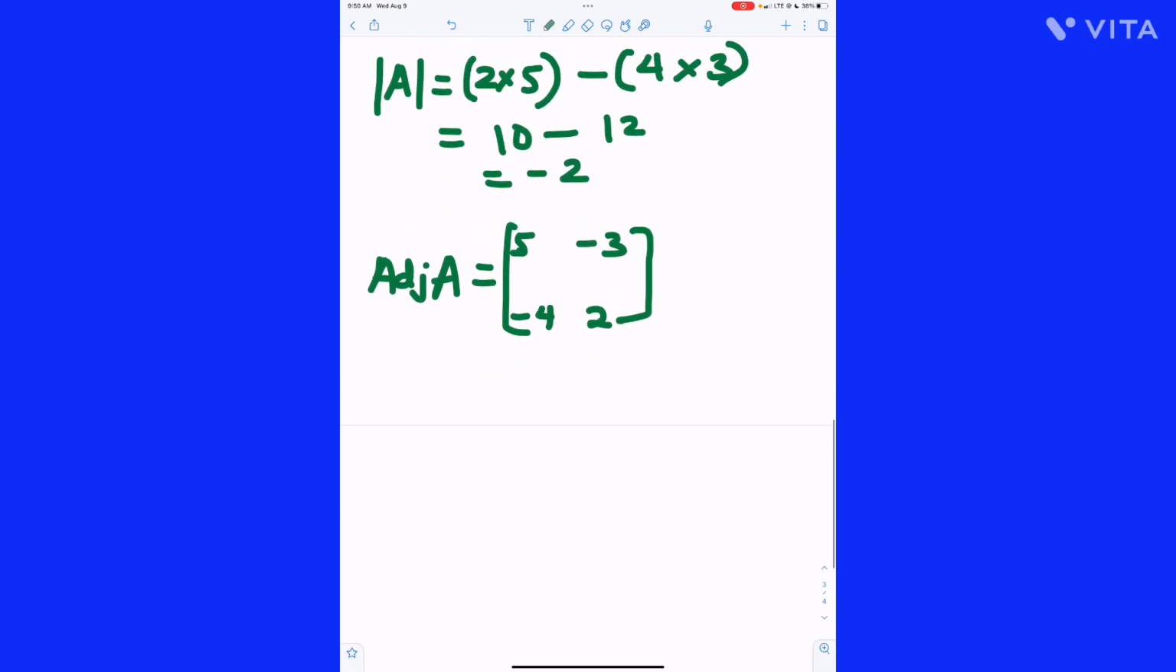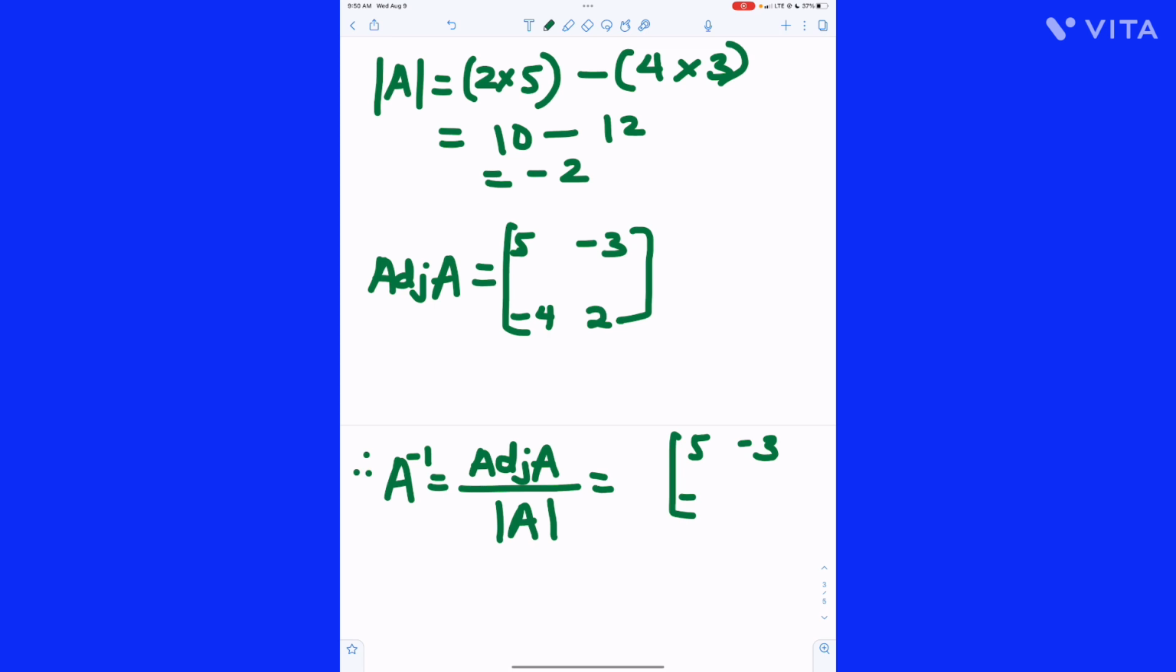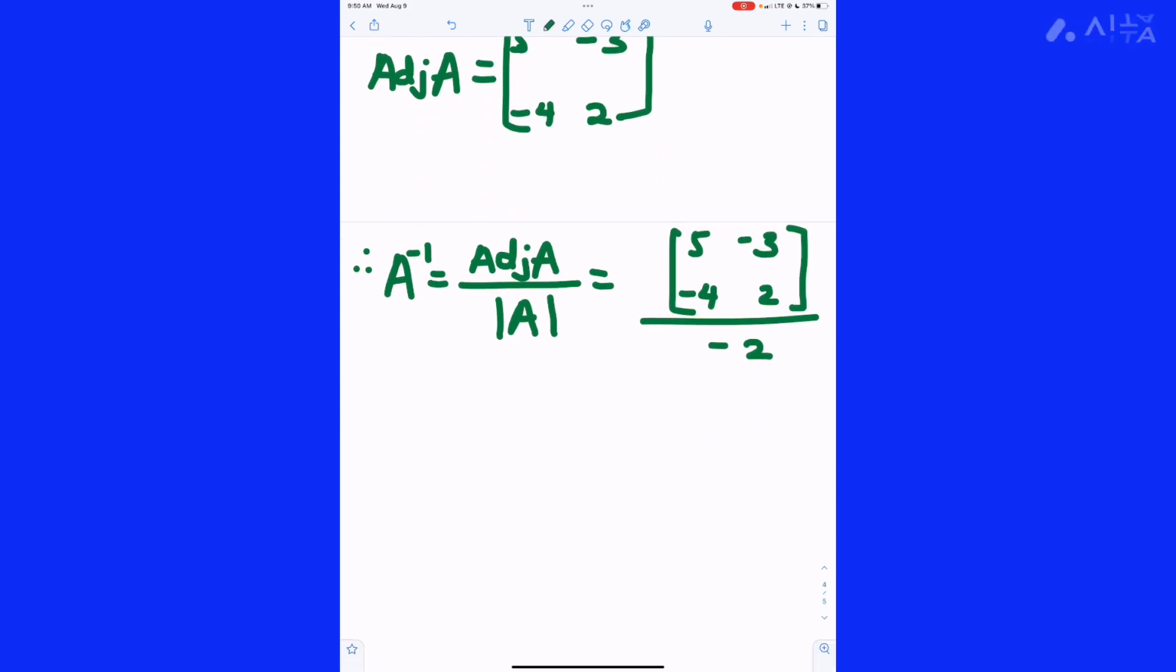That means, therefore, that the inverse of A, which is the adjoint of A over the determinant of A, is equal to 5, minus 3, minus 4, 2 divided by minus 2. So I can write that as 1 over minus 2, so I'm writing 1 over determinant, times 5, minus 3, minus 4, 2.